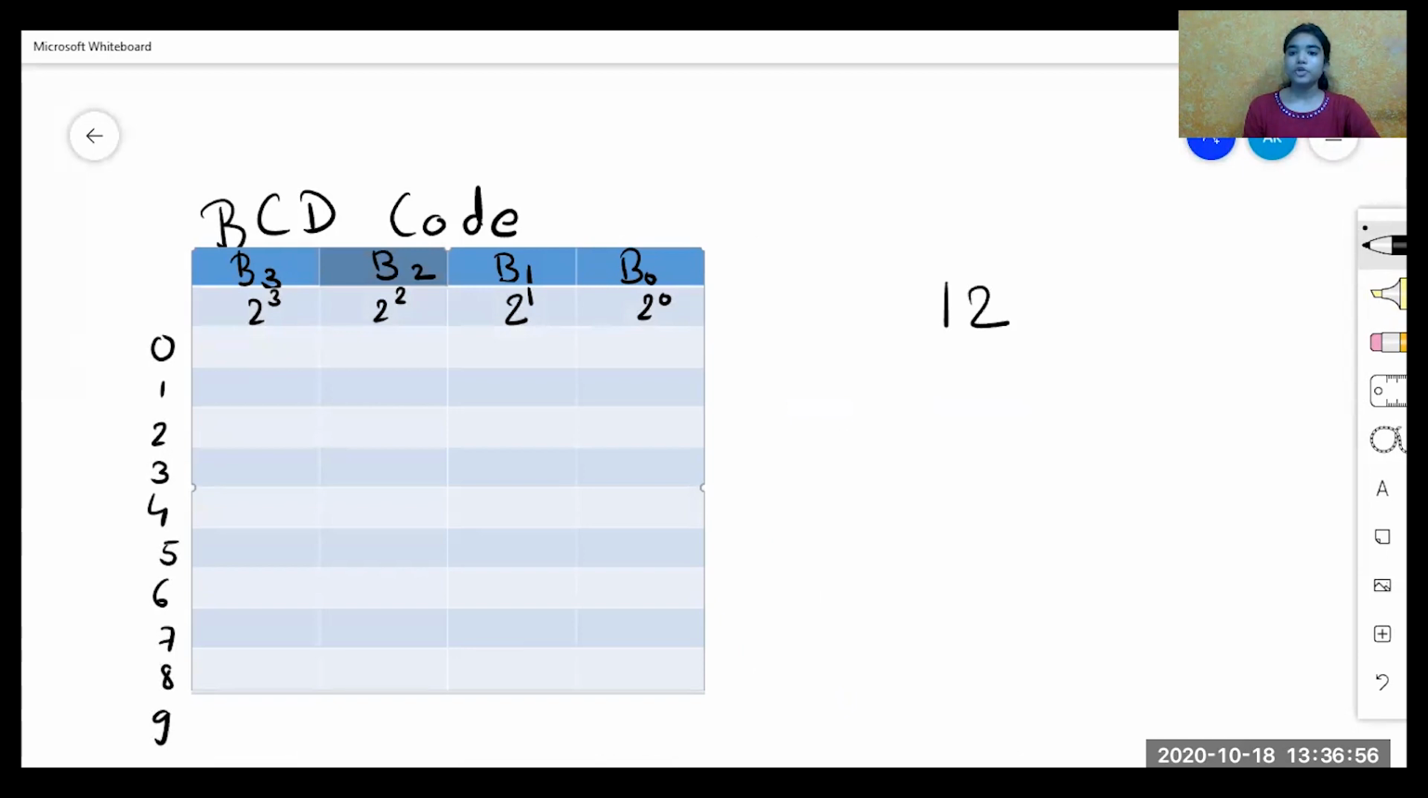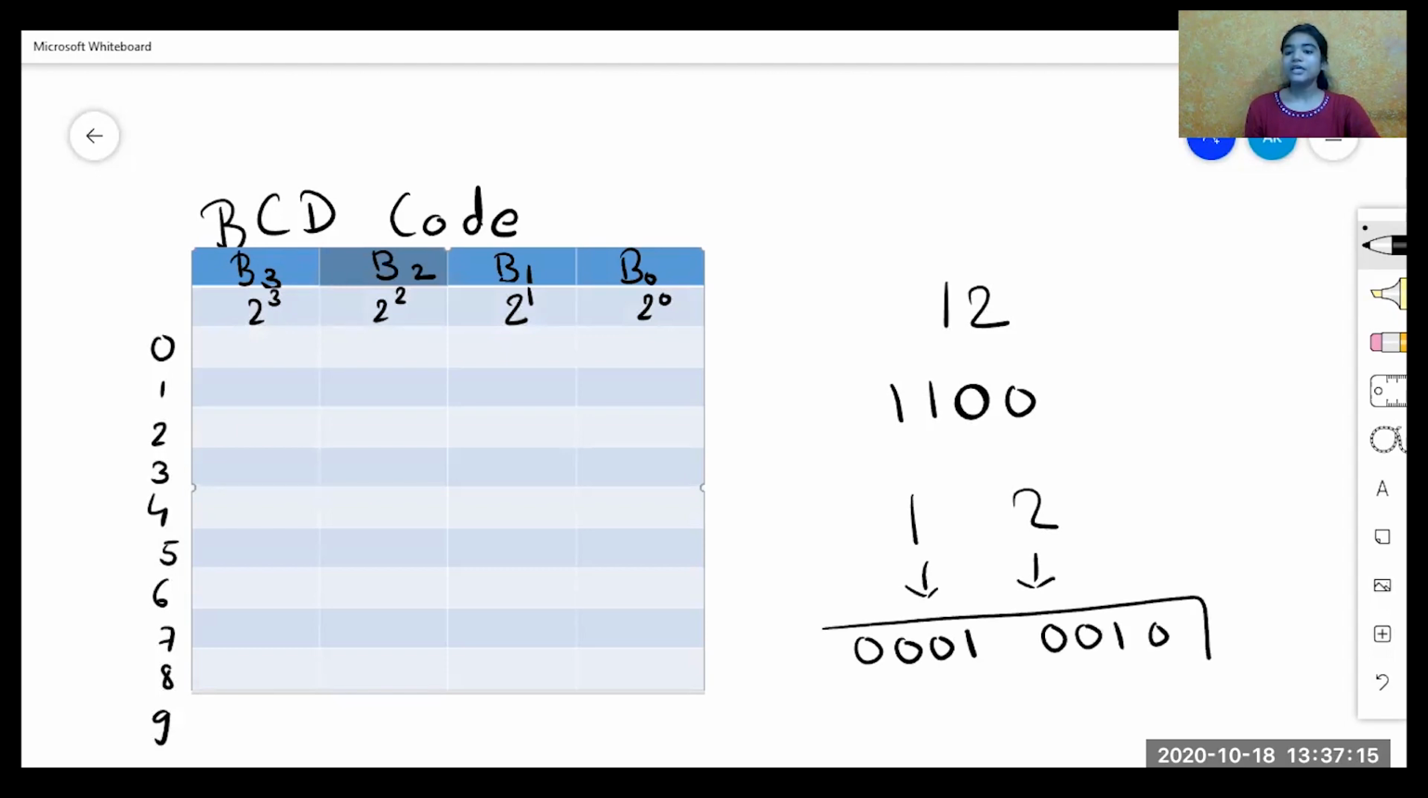Taking an example for 12, the binary equivalent of 12 is 1100. And when we write the BCD code for 12, 1 and 2 are represented separately. So for 1 it would be 0001 and for 2 it would be 0010. So this entire code is the BCD code for 12. So as I said, from 0 to 9 the BCD code and the binary codes are equal.